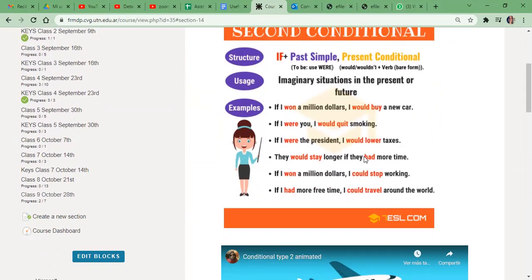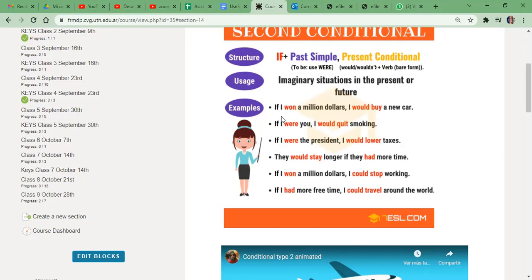Okay? Lucas, can you read the first two examples that we have here? Yes. If I won $1 million, I will buy a new car. Excellent. And the second?